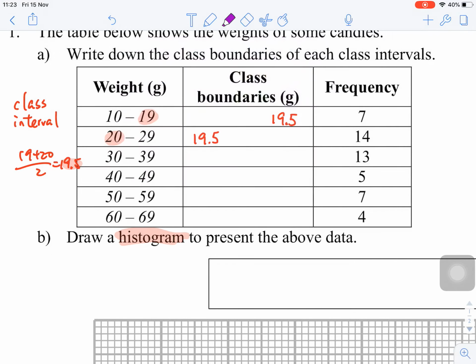Next one, 29 and 30. To do the calculation, 29 plus 30 over 2 is equal to 29.5. We put the 29.5 here and there. Okay, then once I have constructed the second class boundaries, right? 19.5 to 29.5 gram. Based on this pattern, each difference is 10. So I can repeat this.